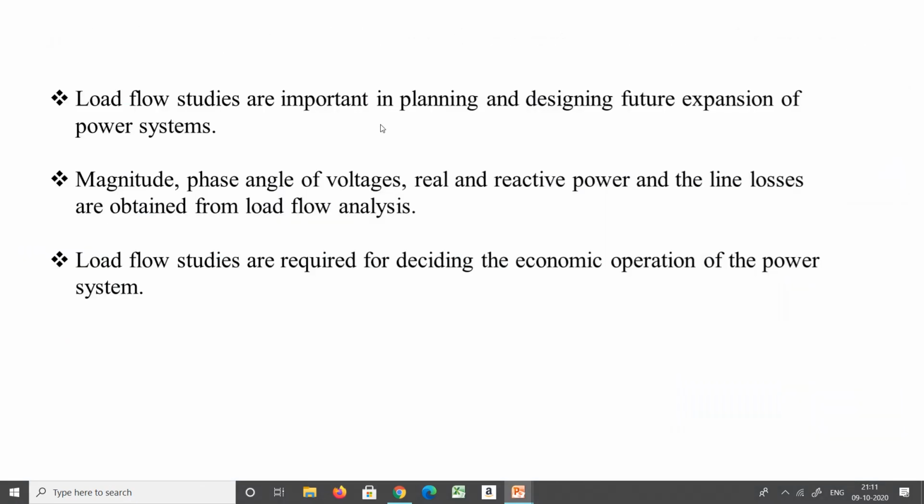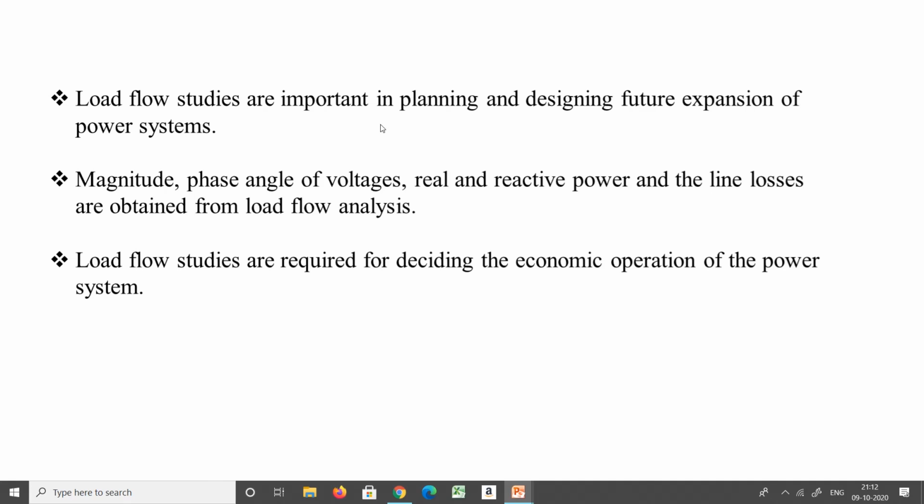Here is the basic introduction for load flow study, which involves the solution of the power system network under steady state condition, considering constraints imposed on node voltage and reactive power of generators. It is important in planning and designing the expansion of power systems. Magnitude and phase angle of voltage, real and reactive power, and line losses are obtained from the load flow analysis, and they are required for deciding the operation of the power system.